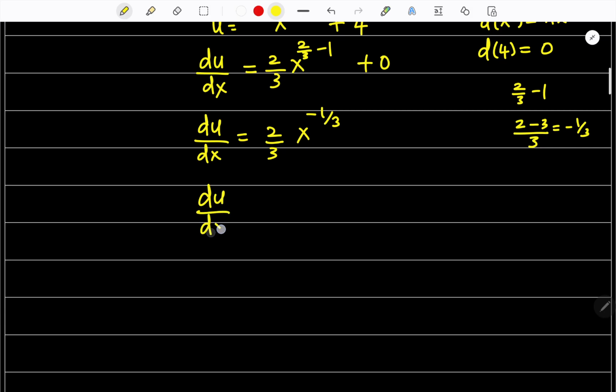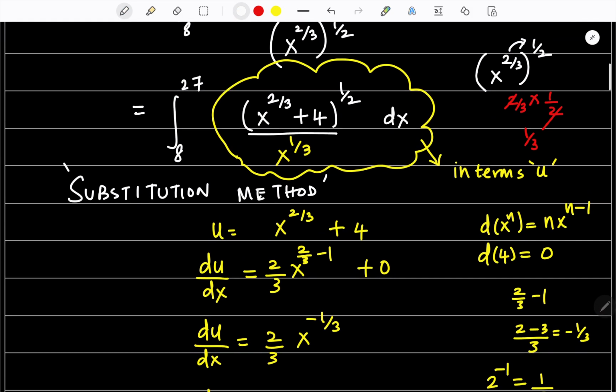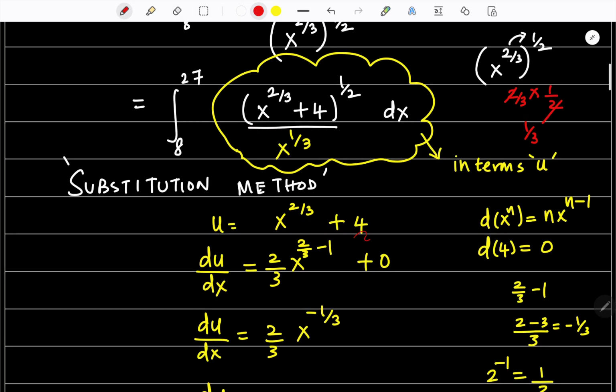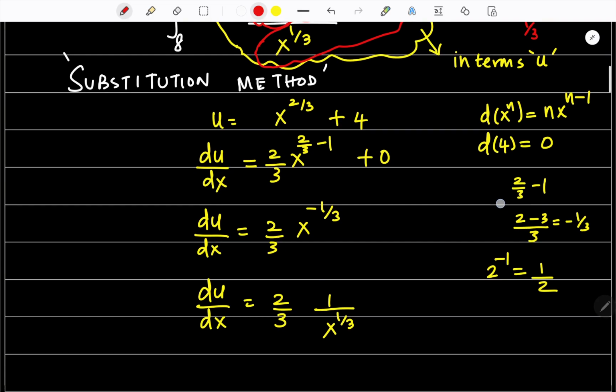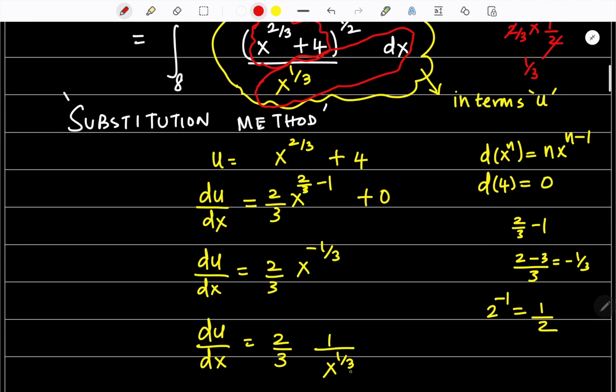So du by dx is equal to 2 by 3 and 1 divided by x to the power of 1 by 3, okay, because I'm bringing down the power minus 1, I can write it as 1 by x. Now look here, I have to convert everything in terms of u, right? I call u as x to the power of 2 by 3 plus 4. So it means this is going to become u. Clear? Right. Now I want dx divided by x to the power of 1 by 3. I have to take it from here. How can I take it? There is a dx here. There is an x to the power of 1 by 3, right? So dx should be on the top and x to the power of 1 by 3 should be in the bottom.